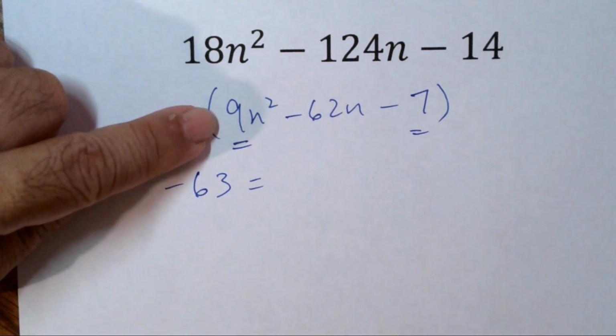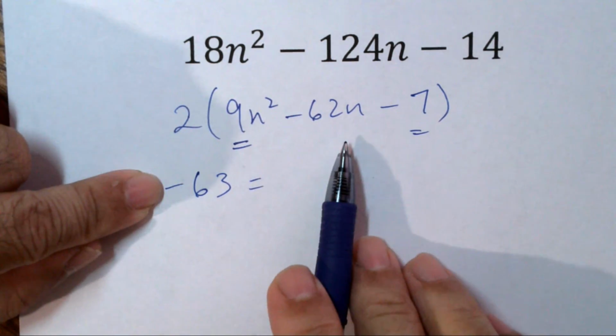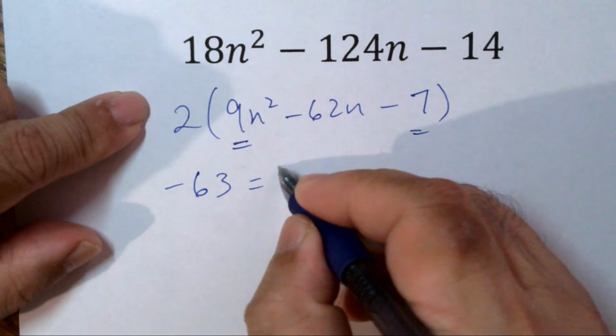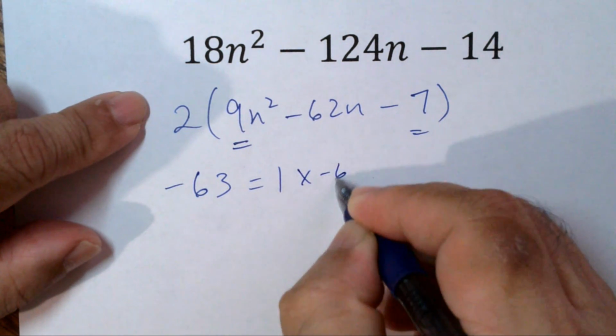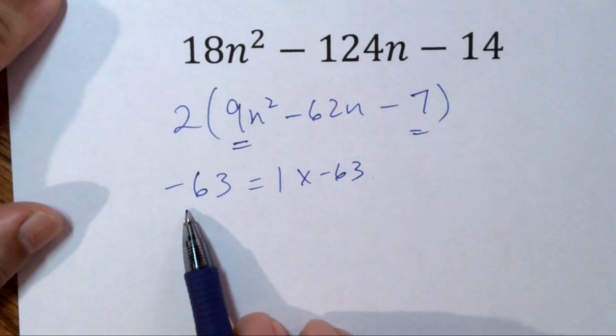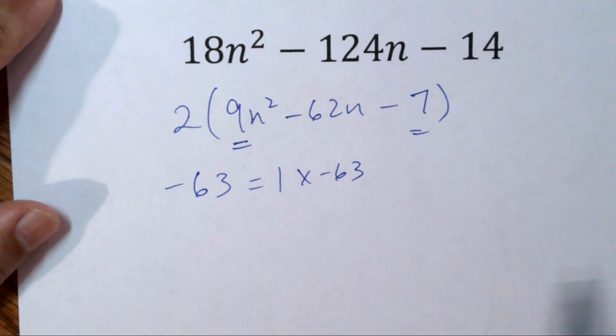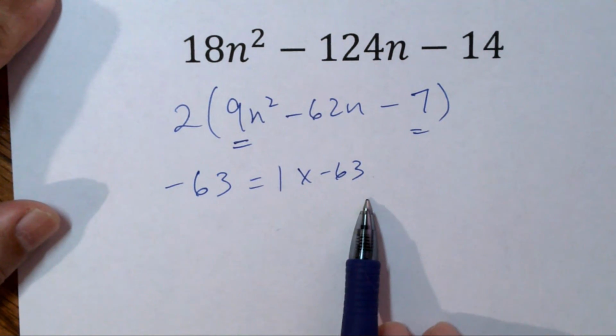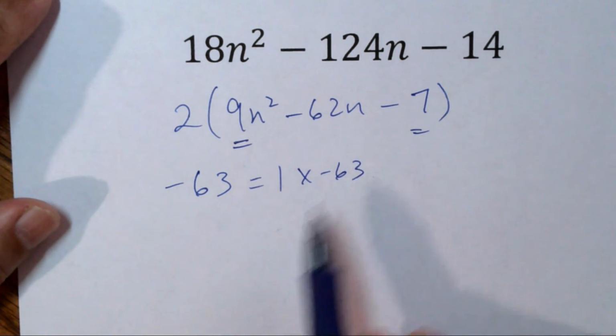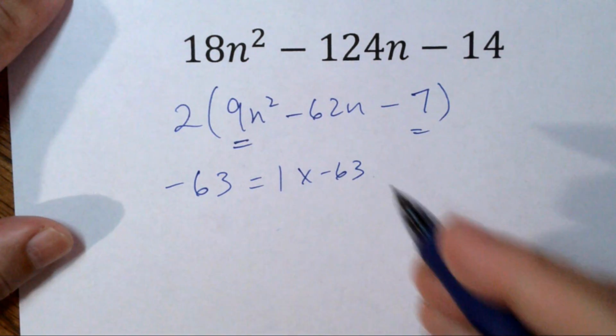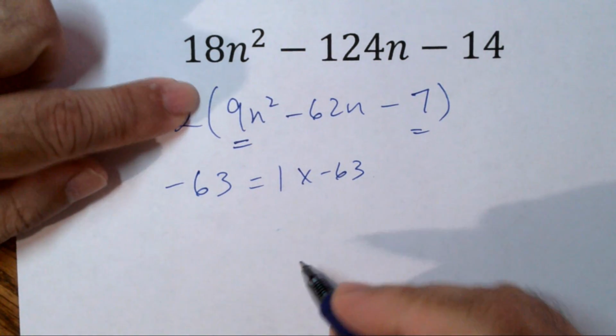And then what do we got here? Oh, look, we want a negative 62. We can just use positive 1 times negative 63 gives us negative 63. 1 plus negative 63 gives us negative 62. And this is the most common in this one. Because, how do you get negative 63? Well, just use the 1. All right.